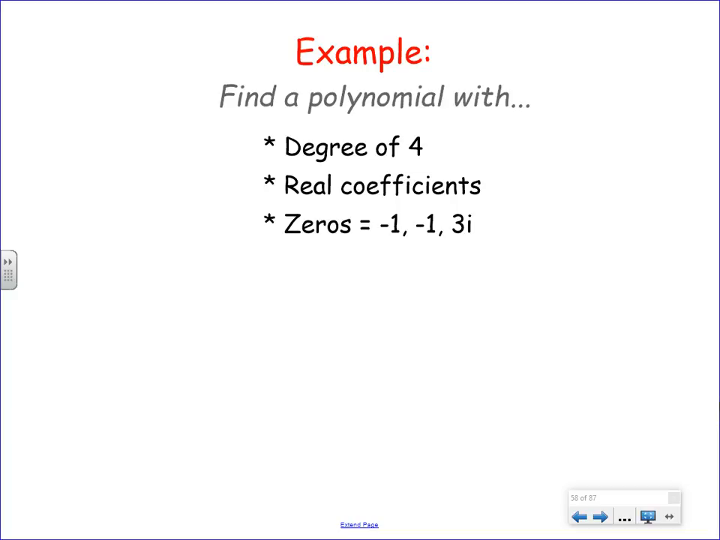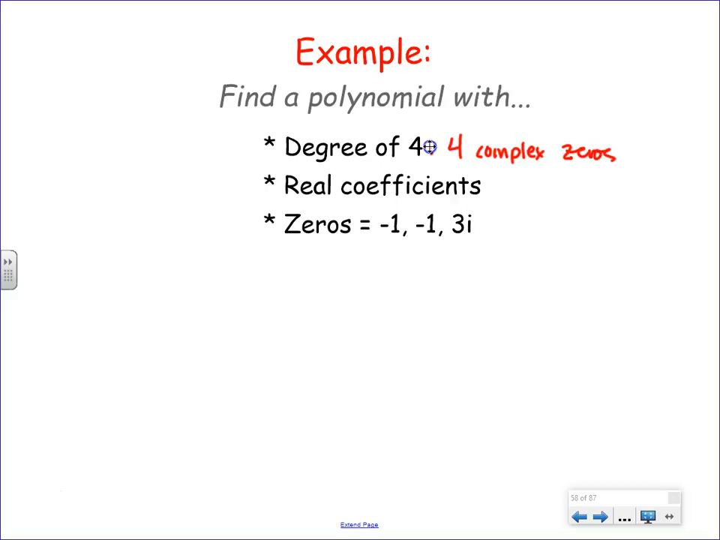So, the degree of 4, all that means is, well, it has to go up to x to the 4. What else does that mean? How many complex zeros is it going to have? Some might be real, some might be imaginary. We have 4 complex zeros.